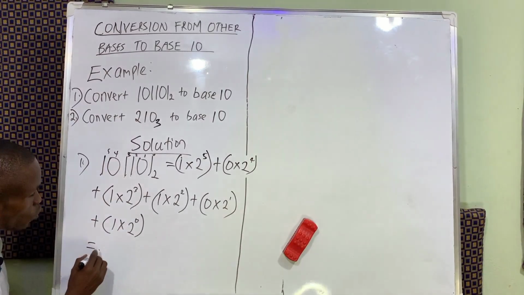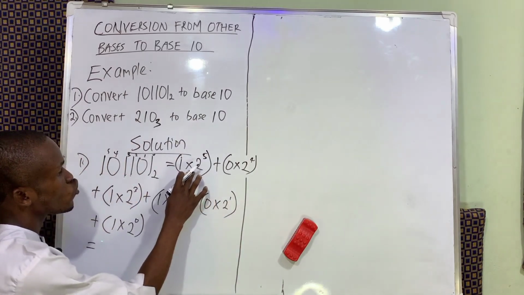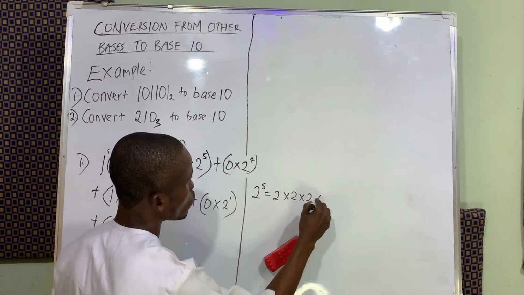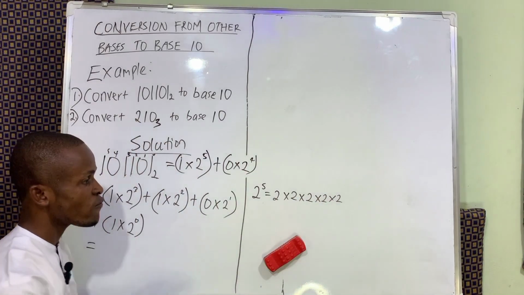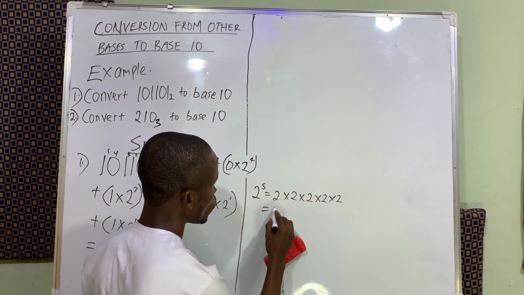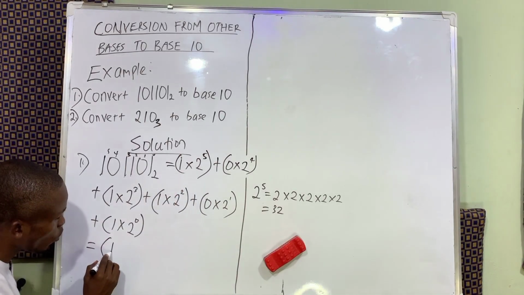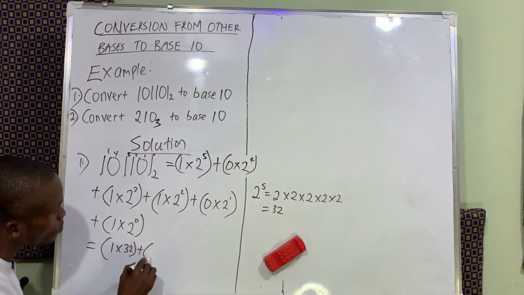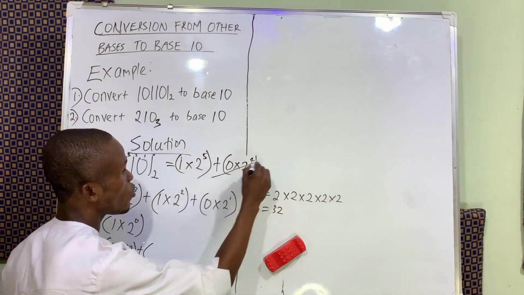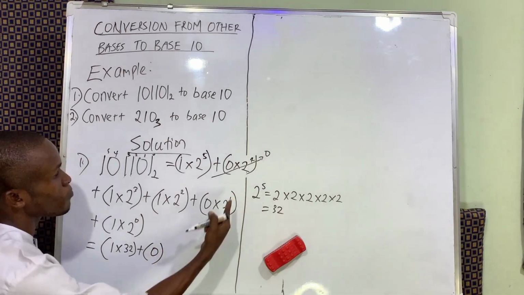At this point, note from the knowledge of indices that 2 to the power of 5 implies 2 times 2 times 2 times 2 times 2. 2 times 2 is 4, 4 times 2 is 8, 8 times 2 is 16, 16 times 2 is 32. So this gives us 32. That means here is 1 times 32. Plus, here is 0 times 2 to the power of 4. Since this is times 0, everything here will give us 0, so no need to multiply this out. We simply write 0.